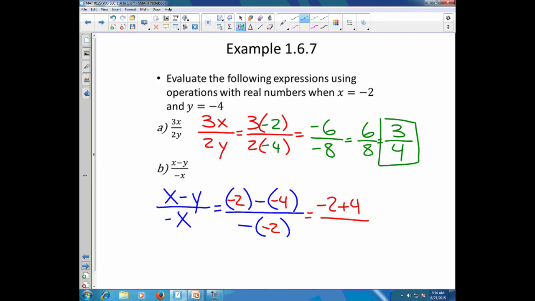Opposite signs, so we subtract the numbers. 4 minus 2 is 2. Keep the sign of the one with the biggest absolute value, so in this case 4. So it's positive 2. And then minus negative 2, well, that's just positive 2. 2 divided by 2 is just 1.